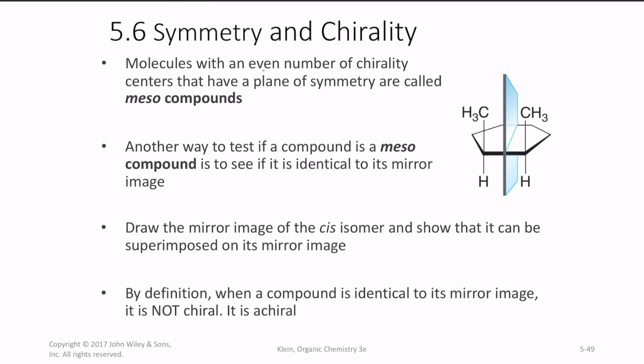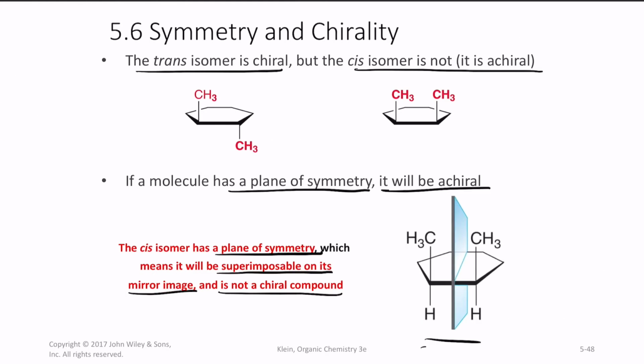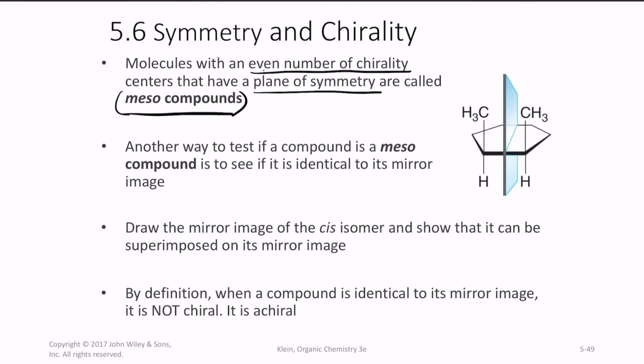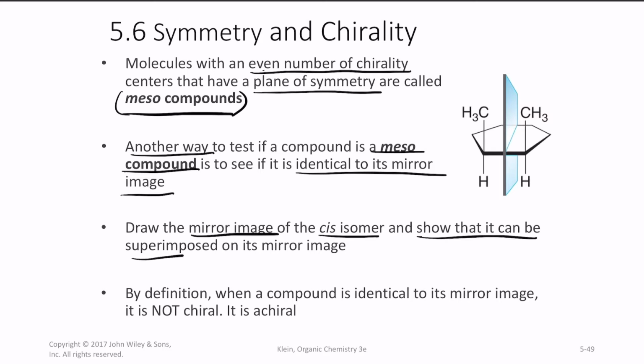Molecules with an even number of chirality centers that have a plane of symmetry are called meso compounds. For example, the molecule that we talked about here is a meso compound. One way to test if a compound is a meso compound is to see if it is identical to its mirror image. If you put a mirror right at the center of the molecule and you get the same exact molecule, then that is a meso compound. Draw the mirror image of the cis isomer and show that it can be superimposed on its mirror image. That by its nature results in a meso compound.